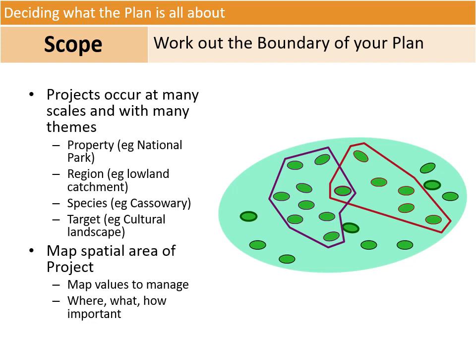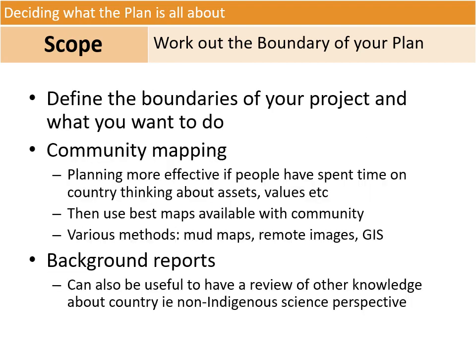In the end, it's useful to draw a map if you can. As I say, it doesn't have to be a sharp line on a piece of paper, but some sort of illustration showing where you think you are doing your plan for is really helpful. So you might do that using community mapping. And I think that's something that's really good to do, gets a lot of people involved, gets them really engaged with the question of where you're doing your plan for.